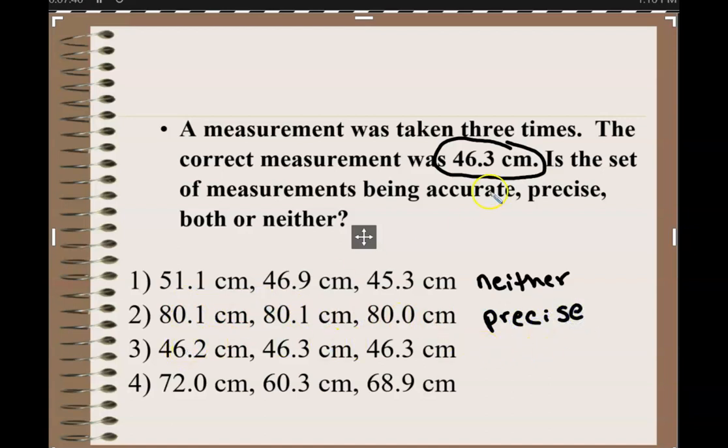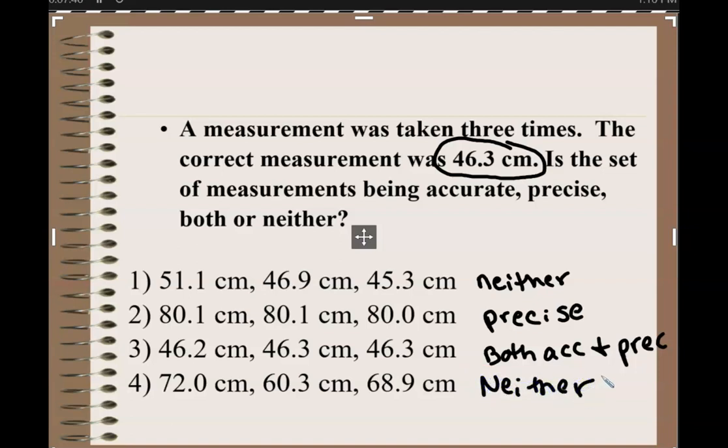So look at this one. Supposed to be getting 46.3. They got 46.2, 46.3, 46.3. That is actually being both accurate and precise. I'll just shortcut it there. And then we've got this one, supposed to be getting 46.3. We're getting 72.1, 60.3, and 68.9. They're not close to each other, so they're not precise, and they're not close to the correct answer, so they're not accurate. So this is another neither.